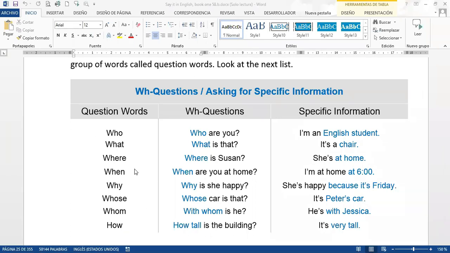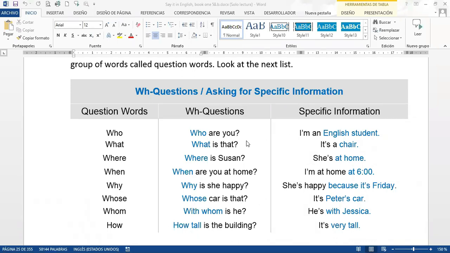And how? Cómo? Okay? So these are the questions that are called question words. I mean, these are the question words. For example, we have: Who are you? What is that? Where is Susan? When are you at home? Why is she happy? Whose car is that? With whom is he? Oh, she is with you. How tall is the building?